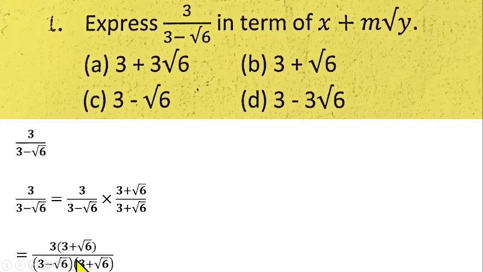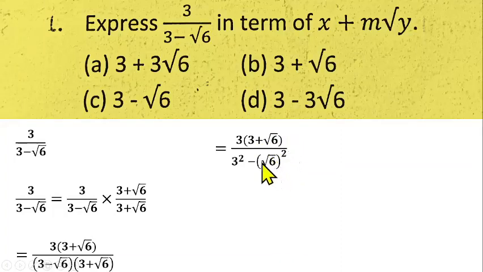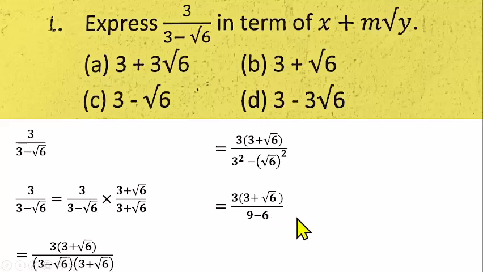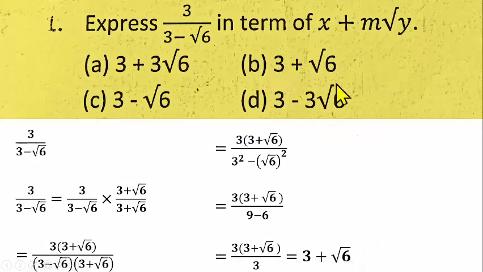Like I said, this is the difference of two squares. Then this will give us 3 squared minus root 6 squared as far as the denominator is concerned. So we'll be having 3 squared minus root 6 squared as the denominator. Then 3 will multiply the 3 plus root 6 as the numerator. Then 3 squared will give us 9, root 6 squared will give us 6. So we'll be having 3 into 3 plus root 6 over 9 minus 6. 9 minus 6 is 3. So then 3 would cancel 3, and you have 3 plus root 6, which is option B for question number 1.